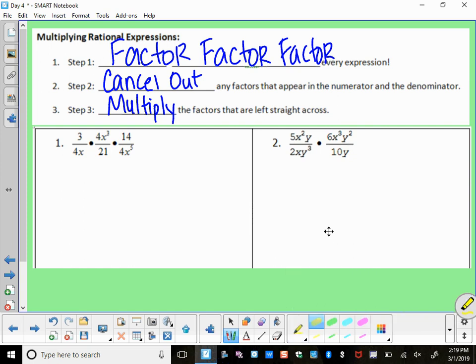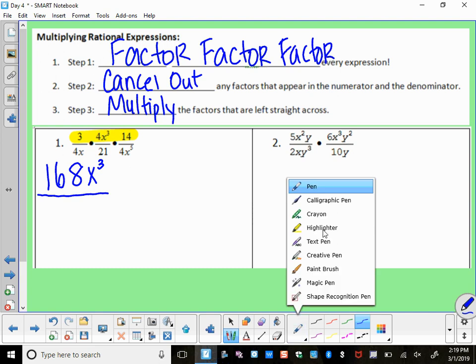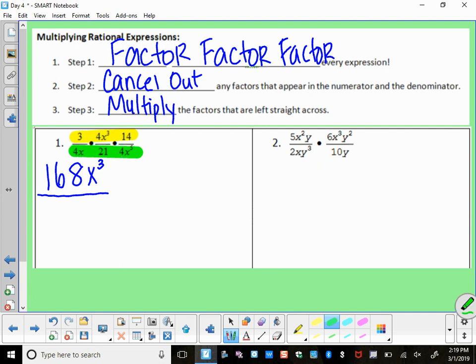Alright, so let's take a look at my numerator. Everything that's on top. If I multiply everything on top, what's 3 times 4 times 14? Put it to the top there. 168. Okay. That x cubed is going to stay up on top. 168. On the bottom, I have 4 times 21 times 4. What do we get? 336.